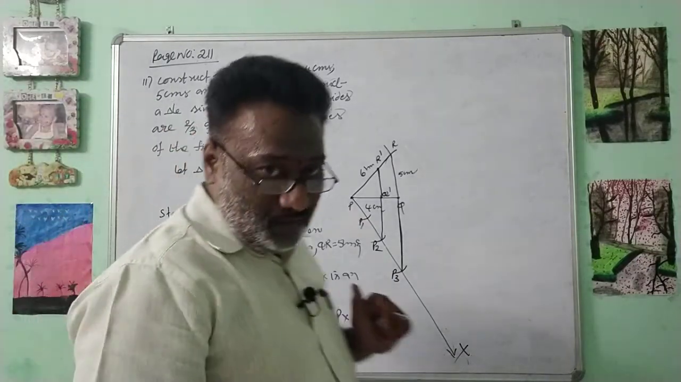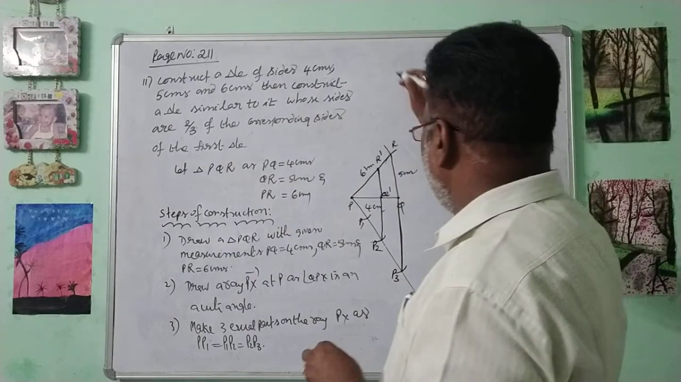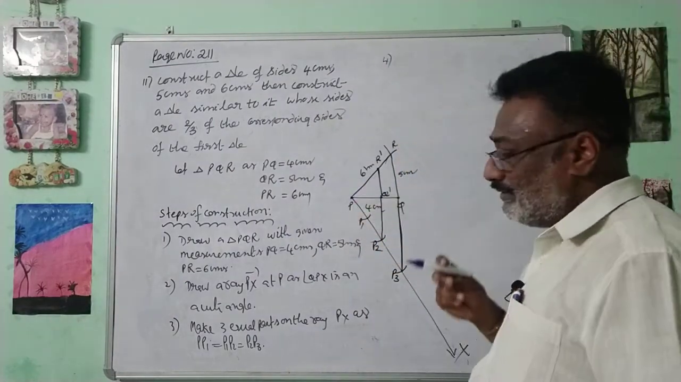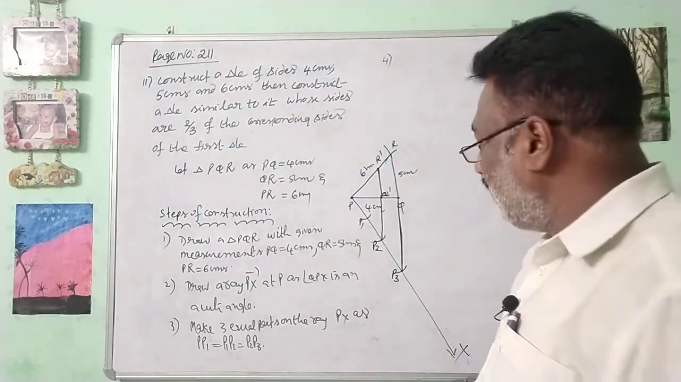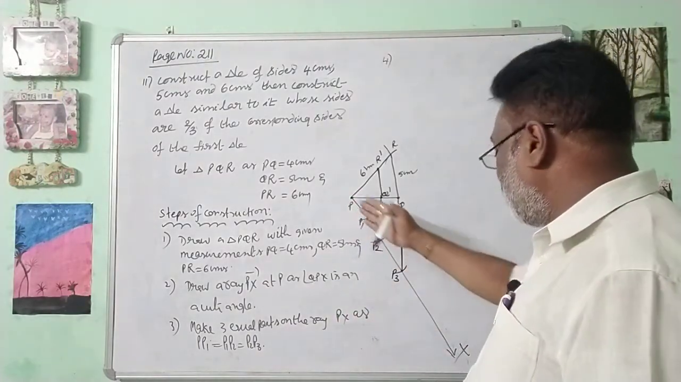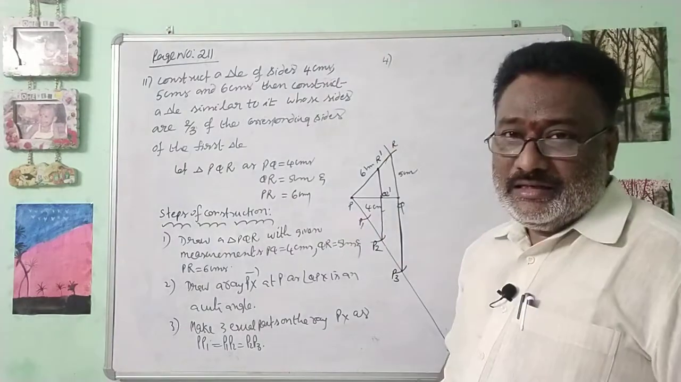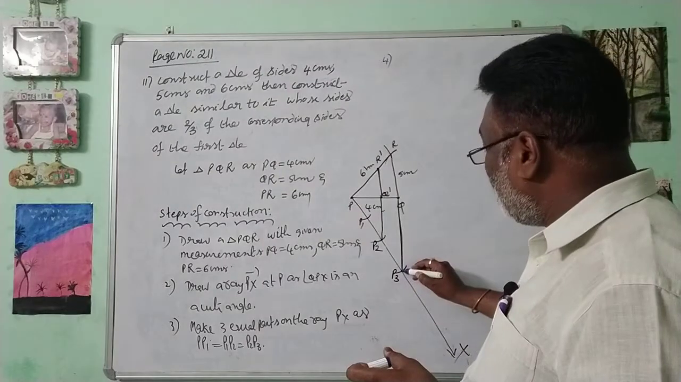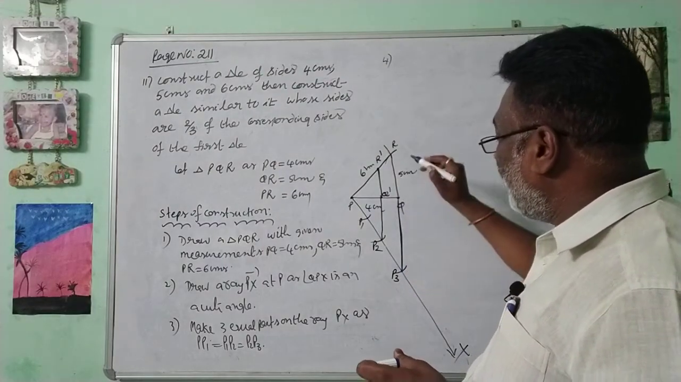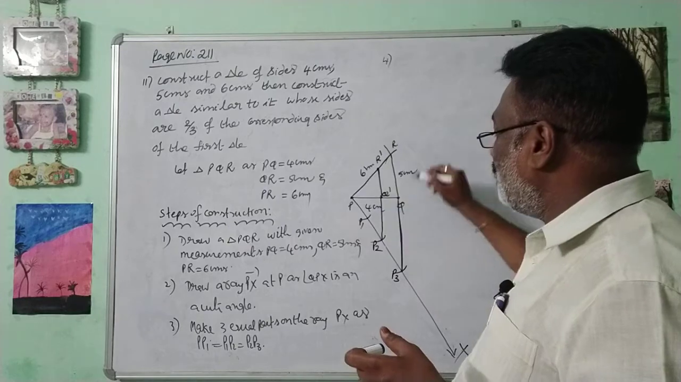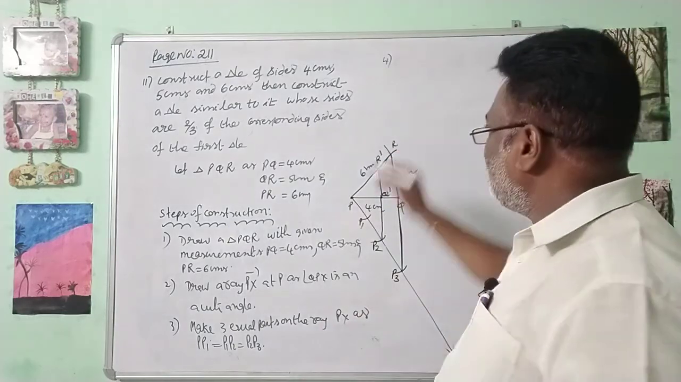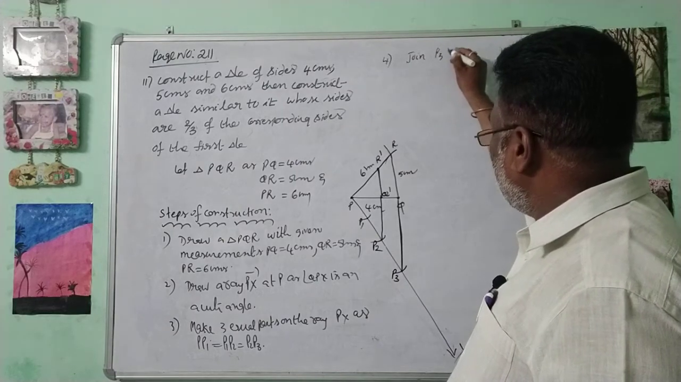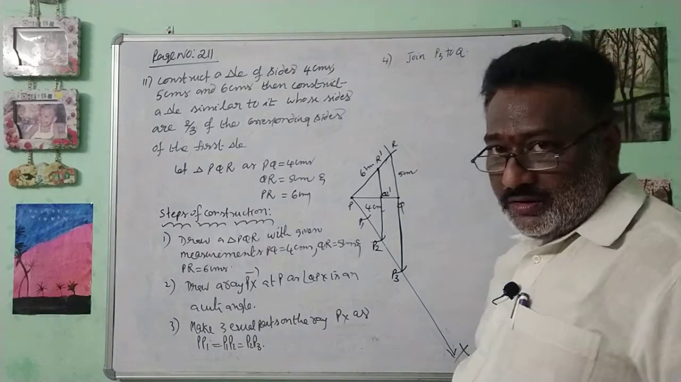That's all. Next, after that, fourth step. What is the greatest number here? 3. That's why we are taking 3 equal parts on the ray PX. After that, what is the denominator in the fraction? 3. So this third part we need to join with the point Q of triangle PQR. Simply this one we can write as join P3 to Q. That's all.